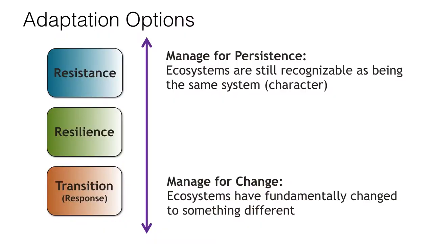This is where our spectrum of adaptation options comes in, where we're thinking across from resistance, where we're managing more for the persistence of the ecosystem and making sure it's still recognizable and has that same character, all the way to something that's more of a transition or response, where we're managing for that change and the ecosystems have fundamentally changed to something different. The structure and the composition might be very different from what the current condition is on the ground.